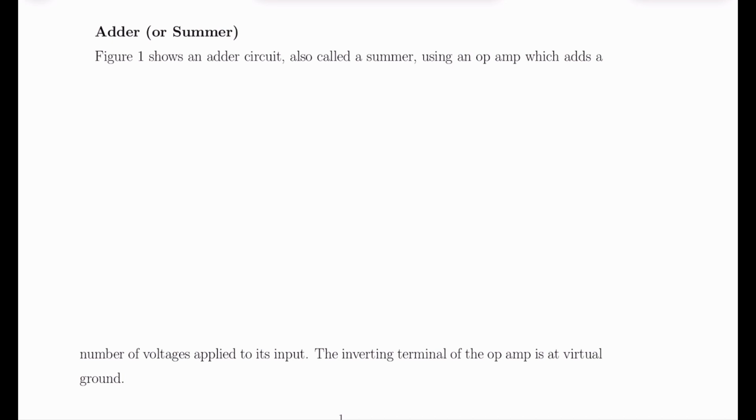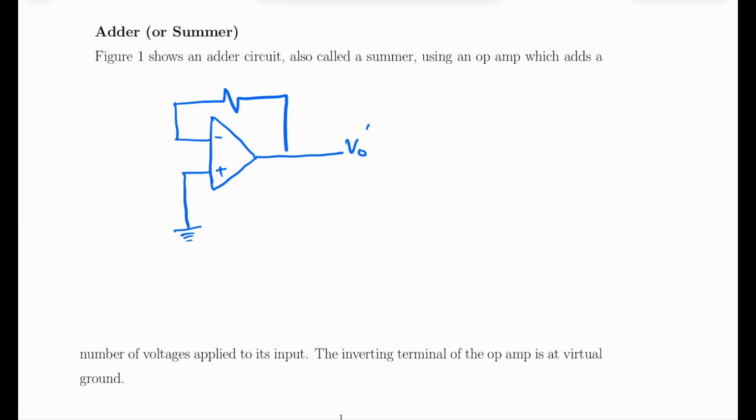This is your circuit diagram. This is the symbol of operational amplifier. This is minus, this is plus, and this is where we take the output here. This is V naught dash. The positive input is grounded, and we have a feedback between the output and the negative input. So this is RF.